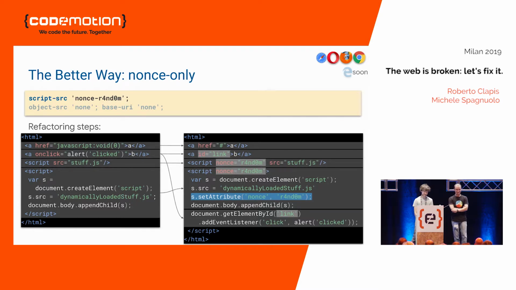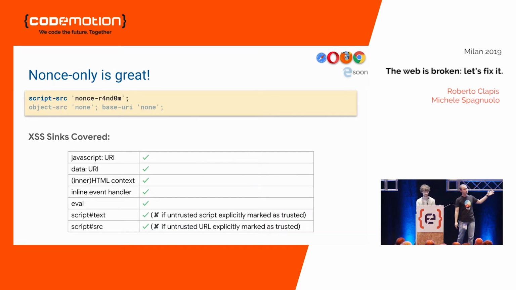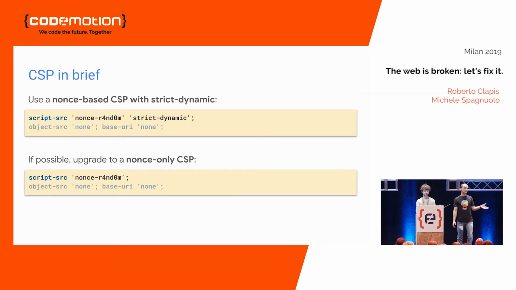Yeah. So the only difference is that you have to actually add set attribute nonce for the scripts you dynamically create. This might be hard, or in some cases impossible if you don't control that part of the code. If you can, then you have the holy grail. All traditional XSS things are covered, and basically if you are in control of the JS, you're good. Yeah, and I mean, this is doable. Seems hard, but I added this to the Chrome Web Store, for example, and it is a pretty complicated application.